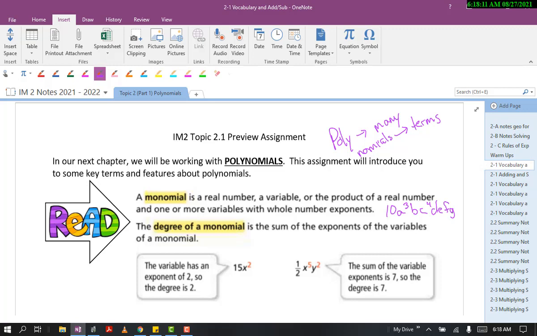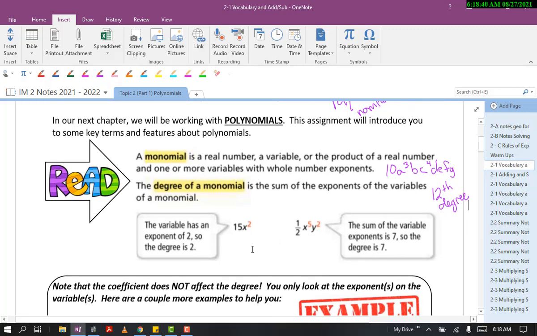Now, the degree of a monomial is the sum of the exponents of the variables. So in our example here, we had 3 a's, 1 b, 4 c's, 1 d, 1 e, 1 f, 1 g. So that would be a grand total of 12. So this would be 12th degree. Even though there's only one term, it's a monomial, it's also the degree.